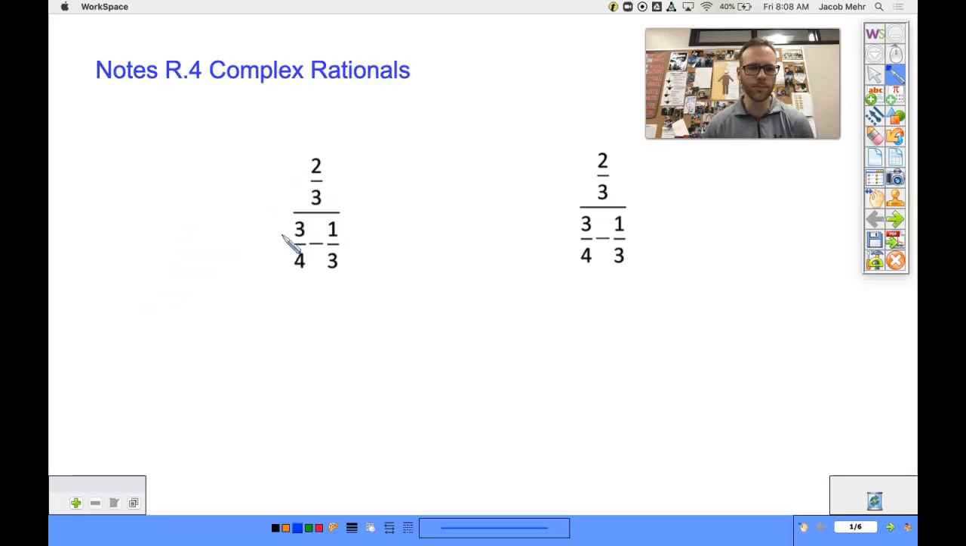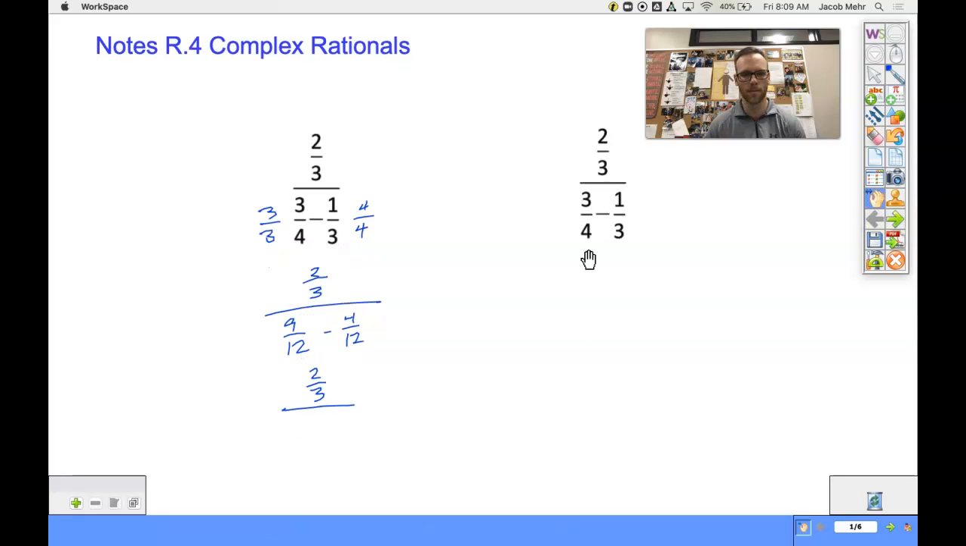So one thing I could do is, remember a fraction is division, right? So if I'm taking this fraction and dividing it by this fraction, what I first could do is subtract these two fractions. I could get a common denominator, which would be 12. So this would be 2/3 divided by 9/12 minus 4/12, which is 2/3 divided by 5/12.